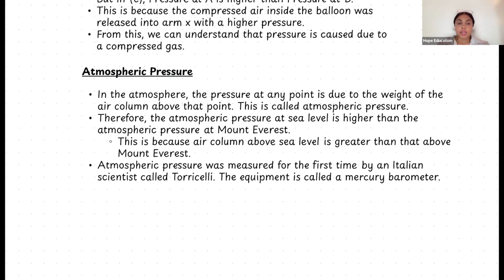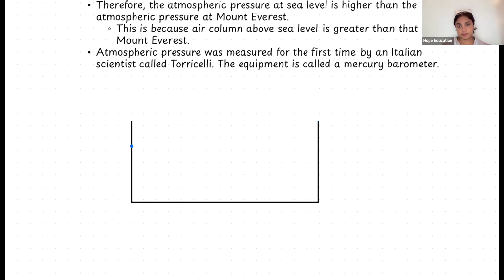Atmospheric pressure was first measured by an Italian scientist called Torricelli. Torricelli used an equipment called a mercury barometer. I will show you how this mercury barometer is formed. First we use a small basin, like a trough kind of vessel, something like this. And then we are going to fill it with mercury.